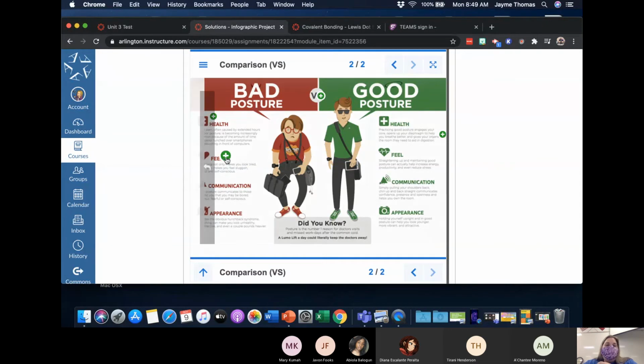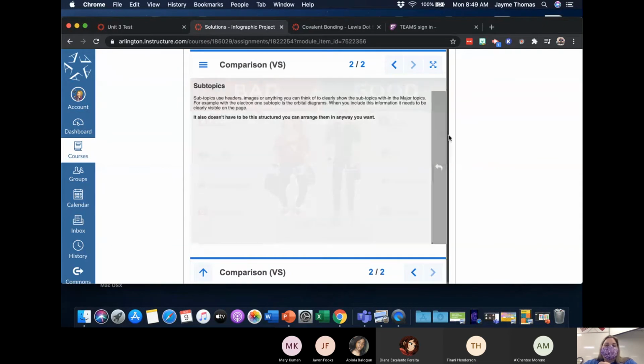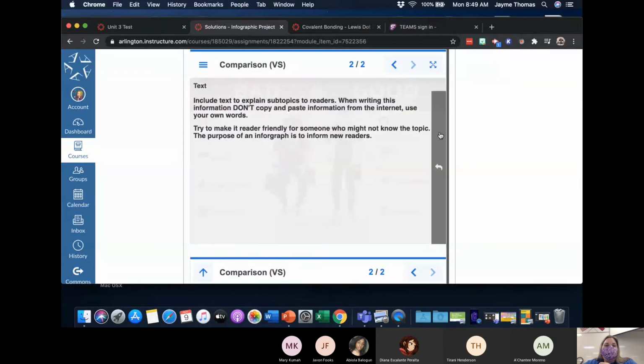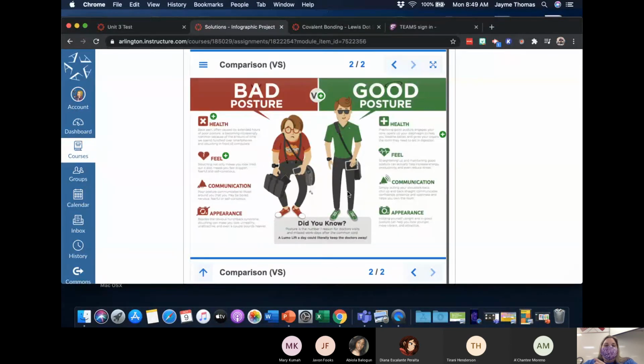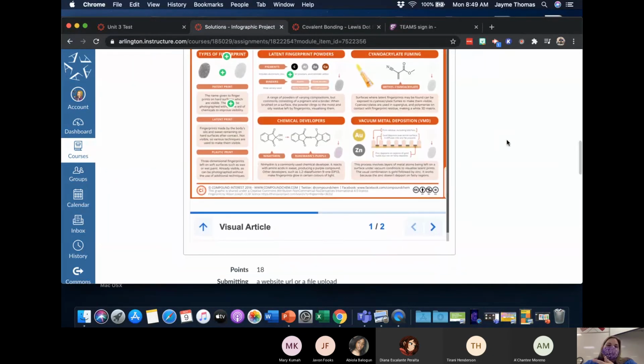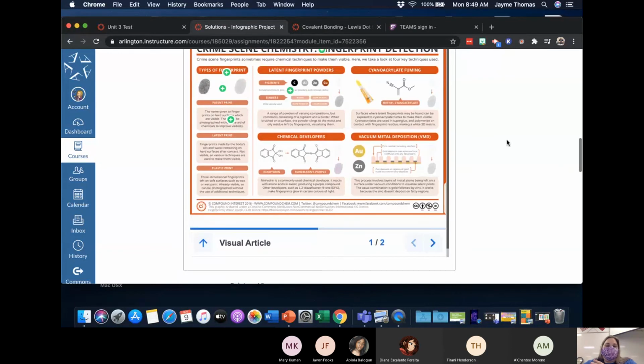Okay. They have their subtopics on this one. There's 4 subtopics. There's health, feel, communication, and appearance, and then they just compare them for each one. There is text here with all the subtopics again. And so you can see all the same general parts are there, even though the setup of the infographic is a lot different. So you guys, again, you're not doing a comparison, but I wanted to show you a different one so that you could see that even though they're different setups, all the same parts are there.